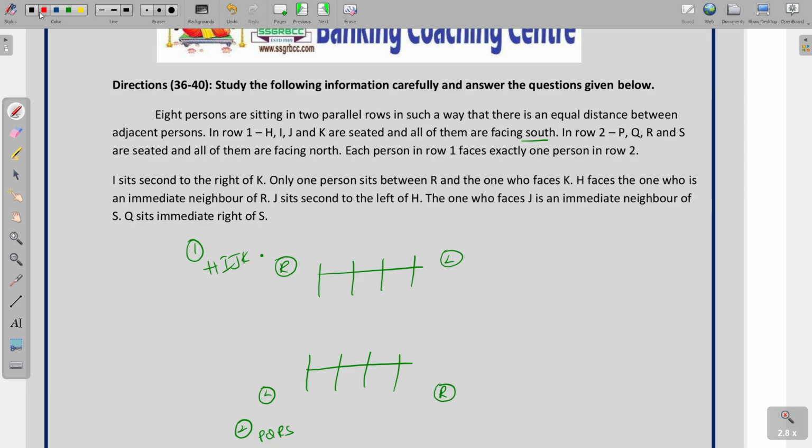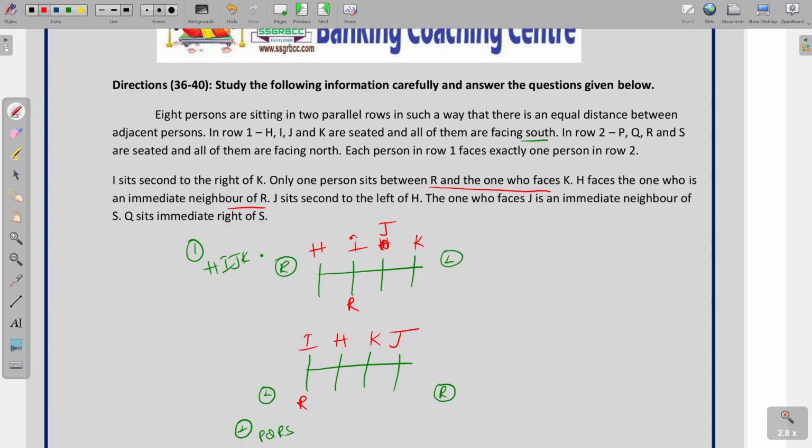Next, I sits second to the right of K. So, I sits second to the right of K, first possibility and second possibility. Only one person sits between R and the one who faces K. So, between R and the one who faces K, there is only one person. So, R is placed here. H faces the immediate neighbor of R. So, H is placed here and also here, and H comes here. J sits second to the left of H. So, here J is coming.